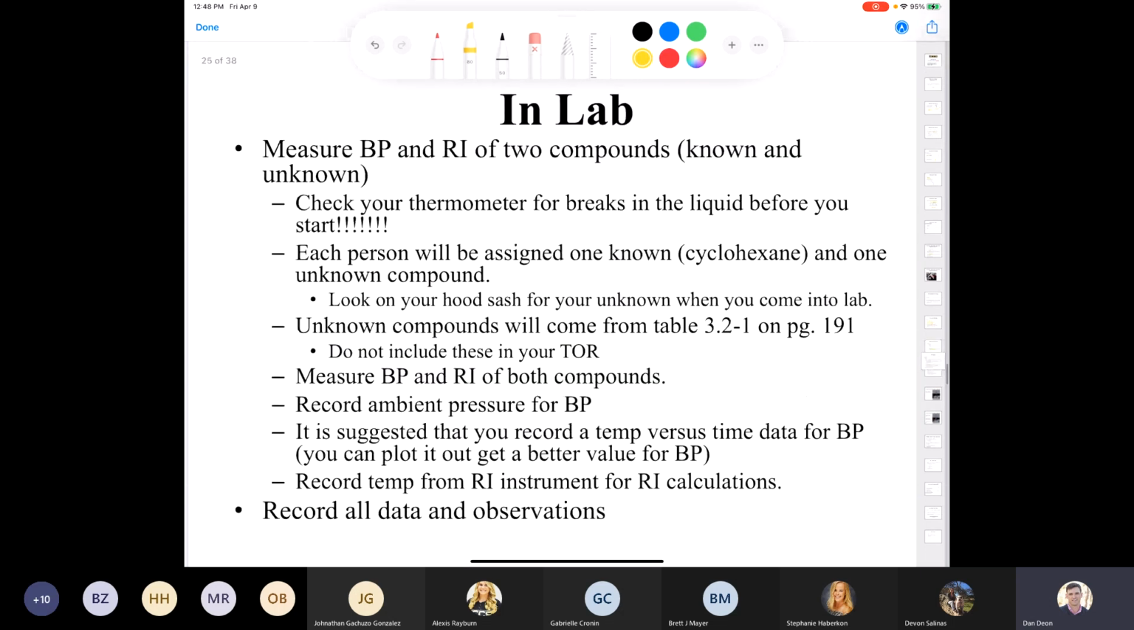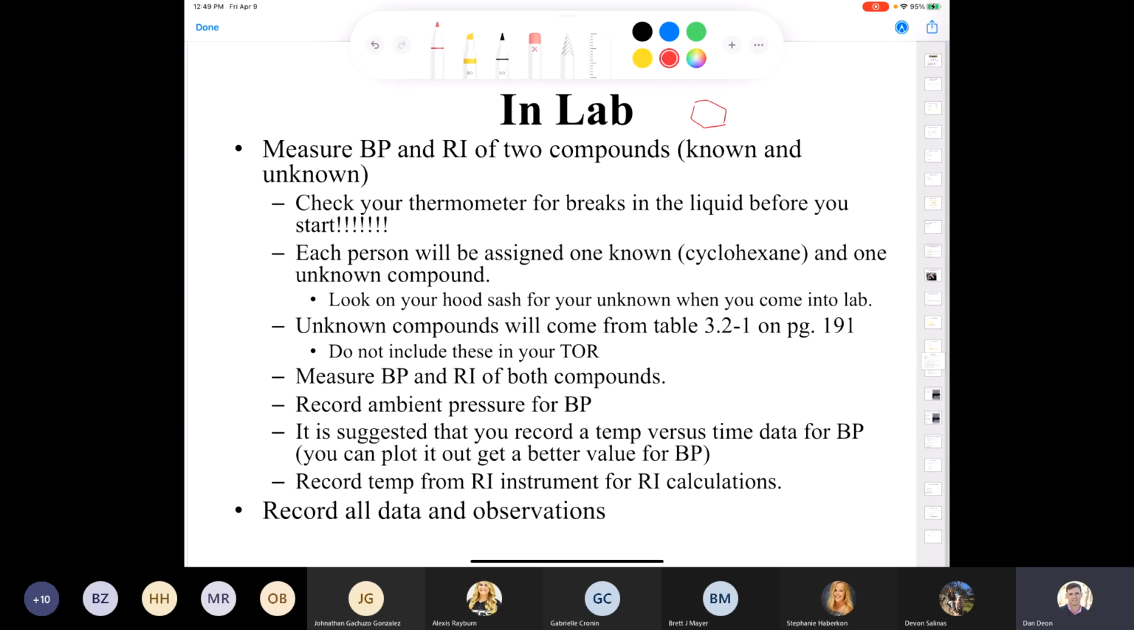So again, what are you going to do? You're going to be measuring the boiling point and the refractive index of 2 compounds. A known compound, which is going to be the same for everyone, it's cyclohexane. And you're also going to measure the boiling point and refractive index of an unknown, and you're going to identify that unknown. Again, I told you where the unknown compounds will come from, page 191.